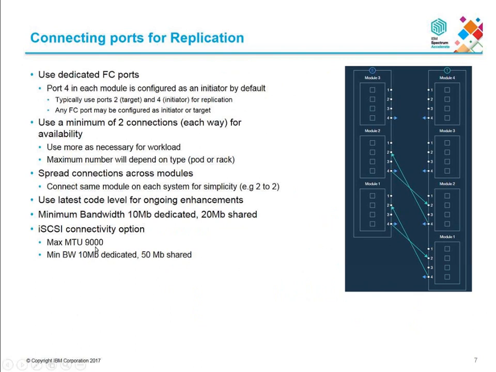And I do support up to 9,000 MTU for the iSCSI connectivity, and my bandwidth is the same if it's dedicated, but I go up a little bit for my minimum connectivity if it's shared over fiber channel, because we typically see more traffic, more types of traffic as well, on a shared Ethernet or iSCSI connection as we do over a shared fiber channel connection.